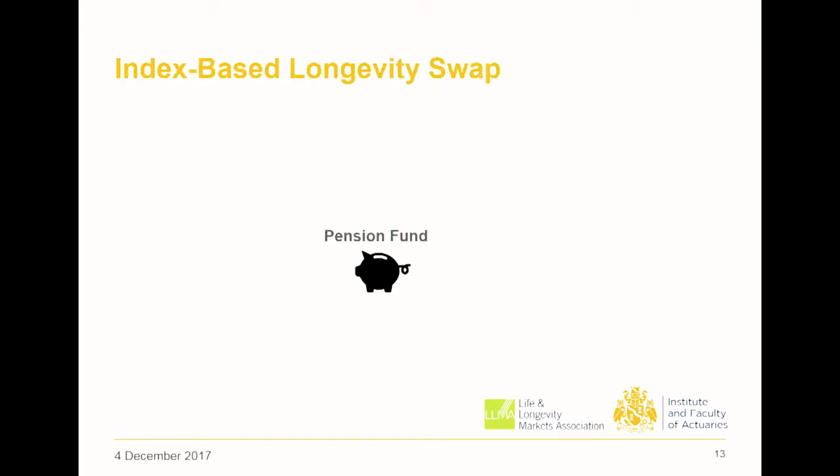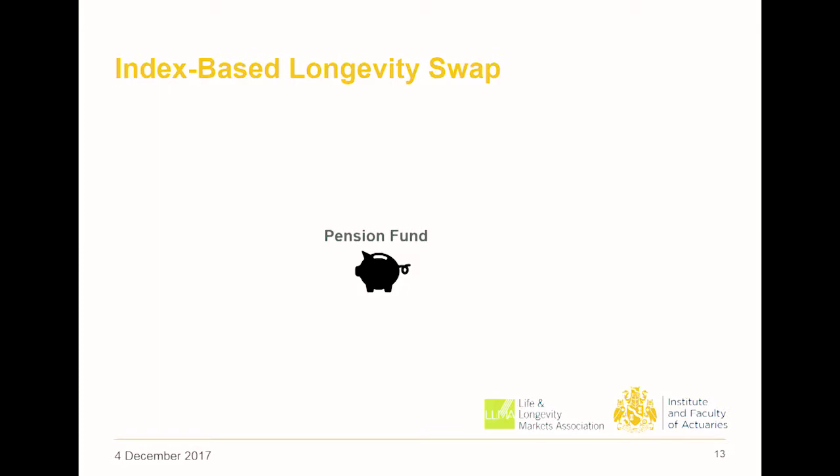We focus on the use of index-based longevity swaps. In current practice, bespoke longevity swaps are by far the most commonly used swaps as hedging instruments, but now we focus on the use of index-based swaps. So how does an index-based swap work?